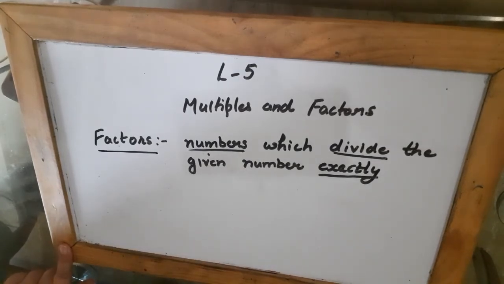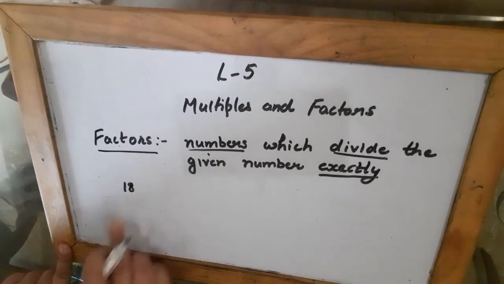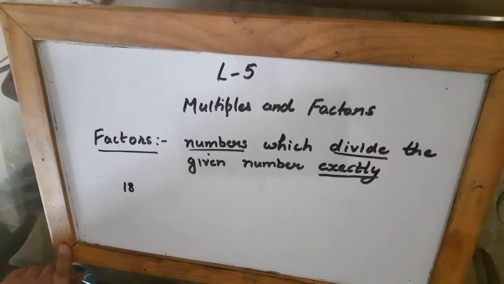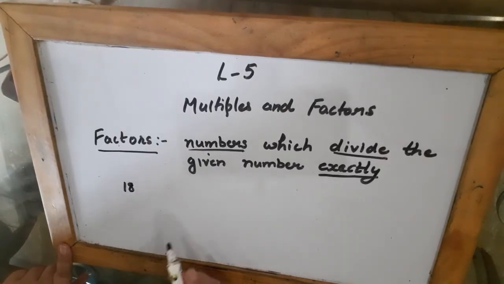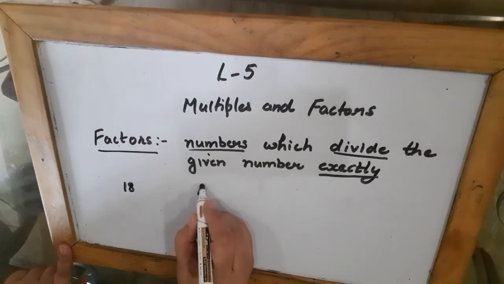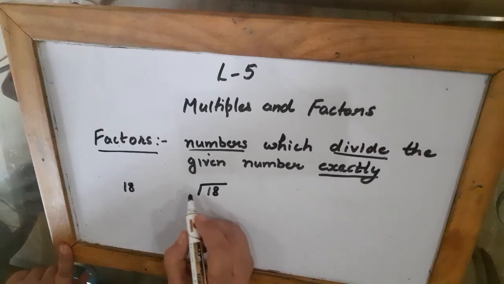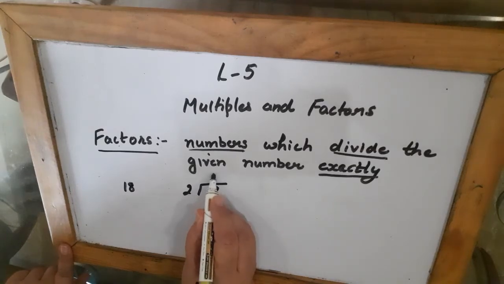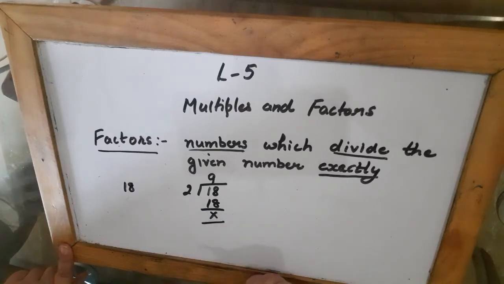Suppose the given number is 18 and I have to find the factors of 18. So what are factors? Factors are the numbers which divide the given number exactly. So now let me see which numbers can divide 18 exactly. I can start with 2. I can say 2 nines are 18, so I am not left with any remainder. So this 2 divides 18 exactly.